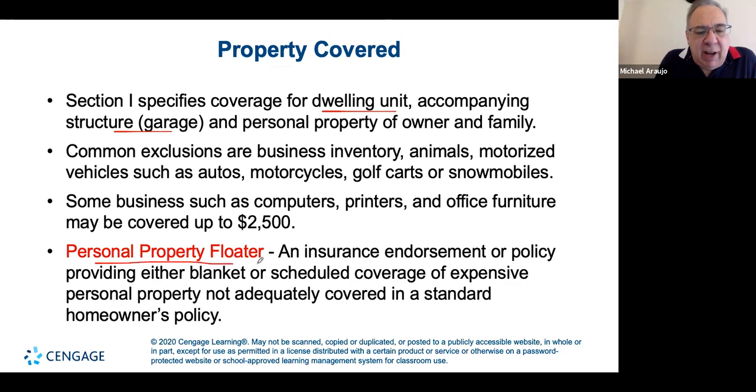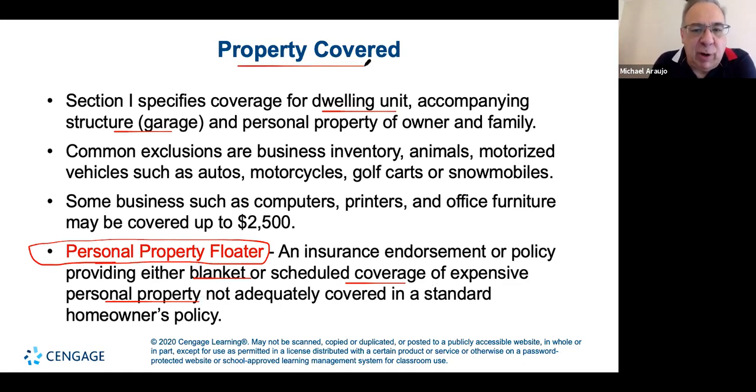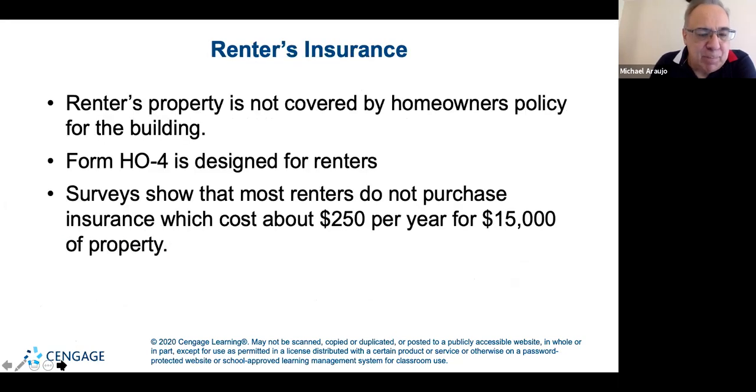You can get a lot of other things covered by getting what's called a personal property floater. This can provide either very specific coverage or blanket coverage for very expensive personal property, thus what Clark was mentioning earlier. That would not normally be covered under the property insurance that we would normally see. Okay.